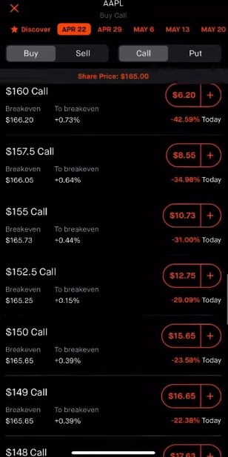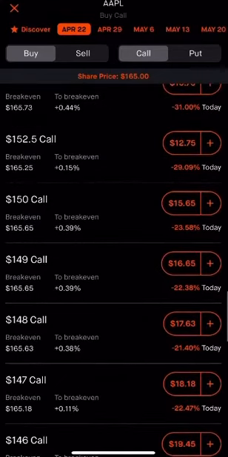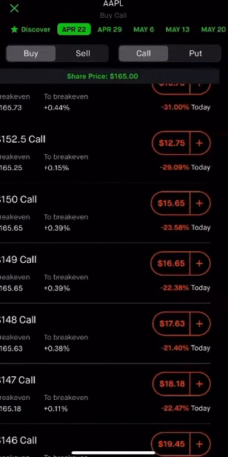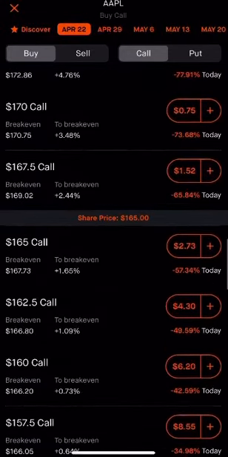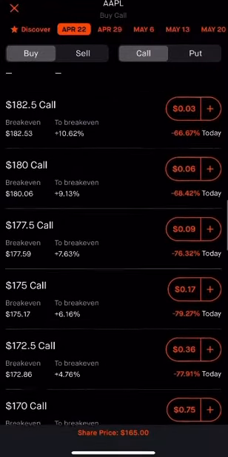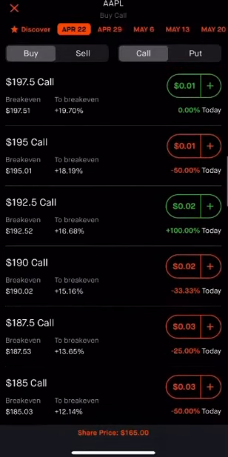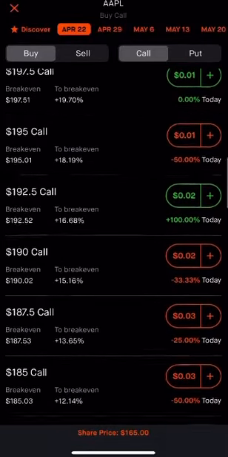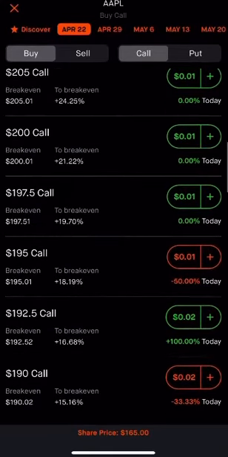The more in the money you go, the more expensive the prices go. So if you see right here, this 150 call is trading at 15.65, and then if you go below, it keeps going more and more. And the more out of the money you go, the cheaper the contracts go. Why? Because stocks don't really skyrocket all crazy like that. So you won't really see the stock going all the way up to 200 anytime soon, so you don't really see these option contracts costing too much.